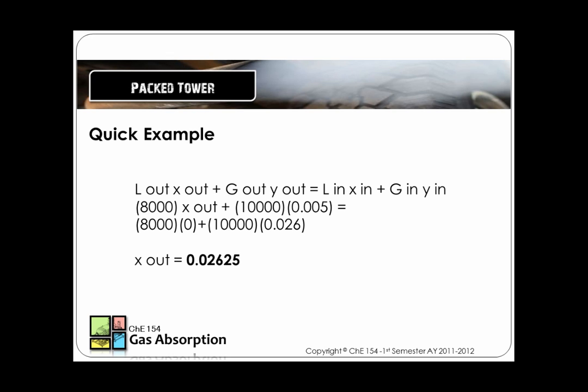Using component balance, we have L out X out plus G out Y out equals L in X in plus G in Y in. Substituting the given values, we get 8,000 X out plus 10,000 times 0.005 equals 8,000 times 0 plus 10,000 times 0.26. We can now solve for X out. Isolating X out from the equation, we obtain X out equals 0.02625, or the liquid stream can contain 2.625 mole percent acetone.